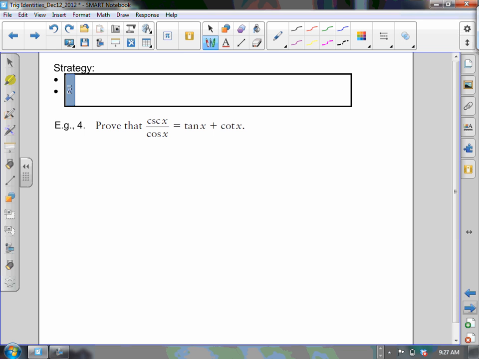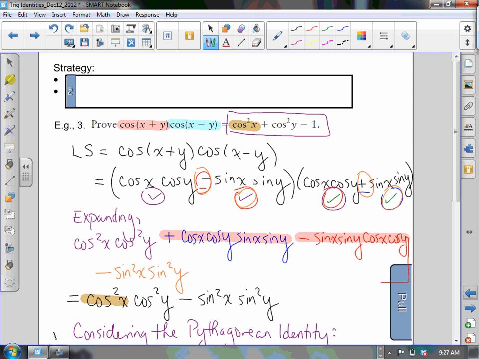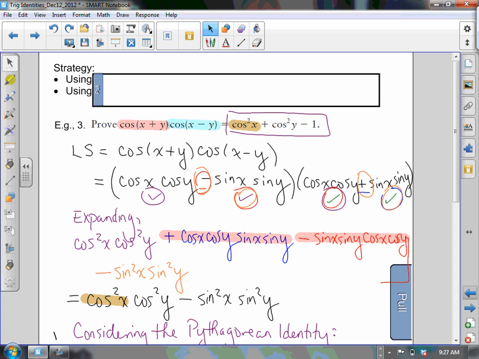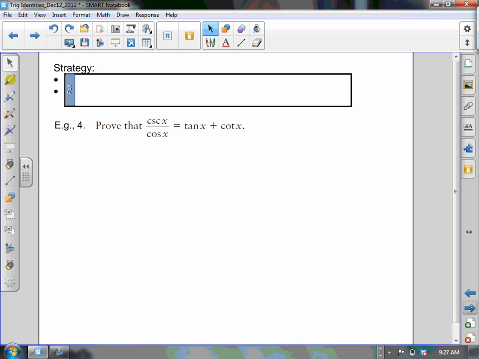Last but not least, we do have one more. Okay, and I feel like I'm forgetting one thing. As per what we were doing in our lessons in class, we'll just write down the strategies. We used compound angle identities, we used the Pythagorean identity, and we used some expanding. Okay. Last but not least, there's one more example.